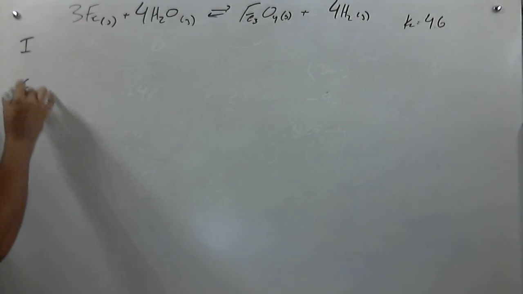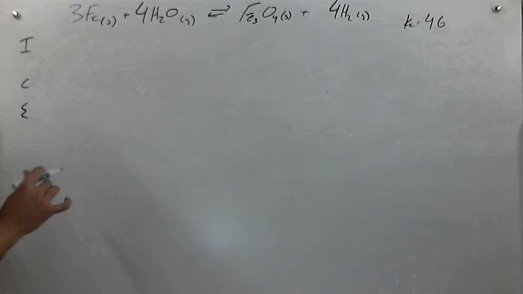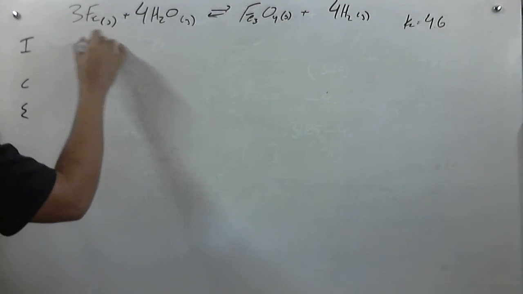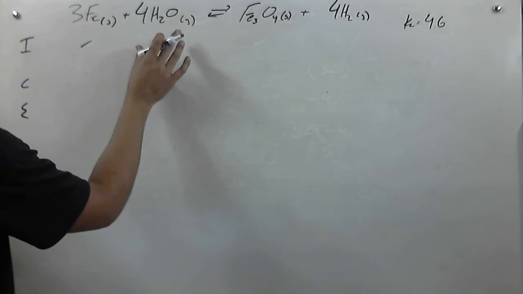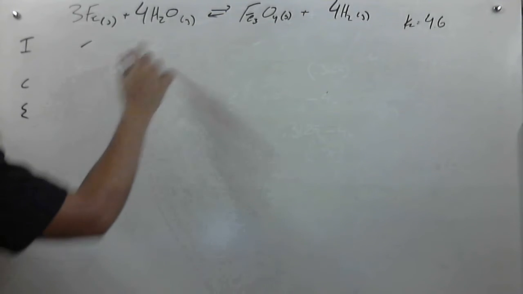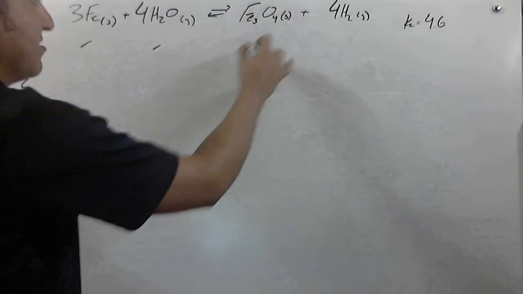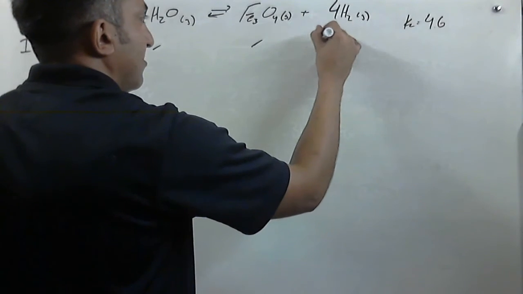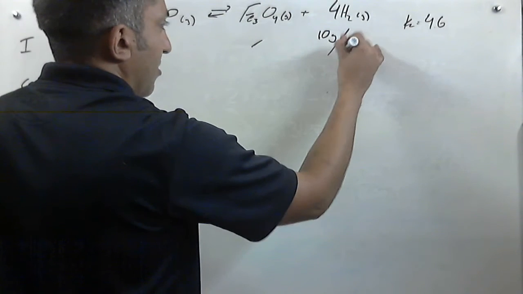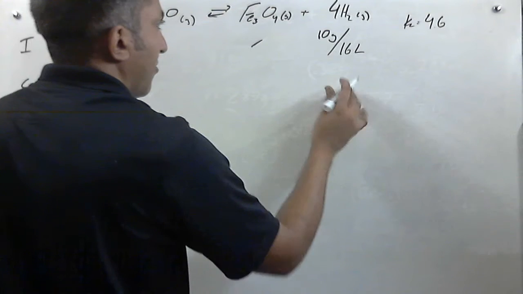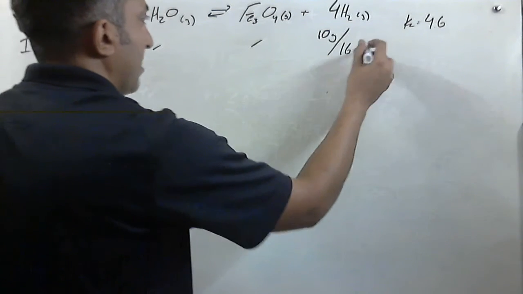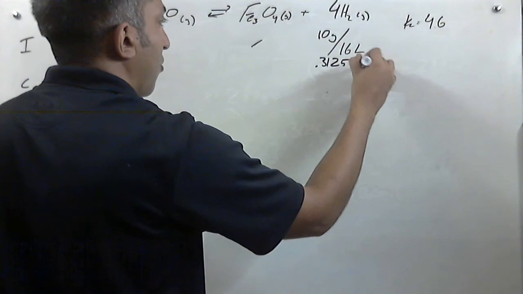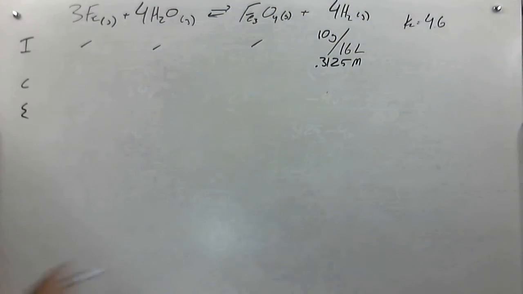And this one's going to be kind of different, so I want you to be aware of what's really happening here. We're not starting with anything on this side. We don't even use solids, okay? We don't have any water to begin with, and we don't have any solids to start with. Now, they gave us 10 grams per 16 liters for our hydrogen. So we're really talking about 0.3125 molar of hydrogen initially.